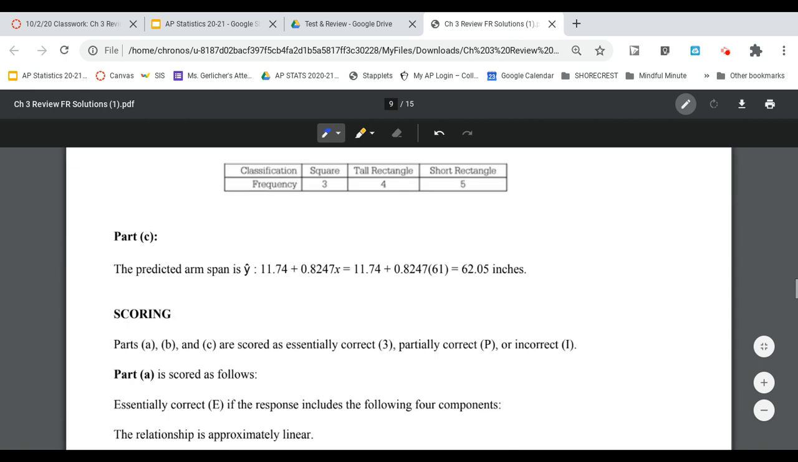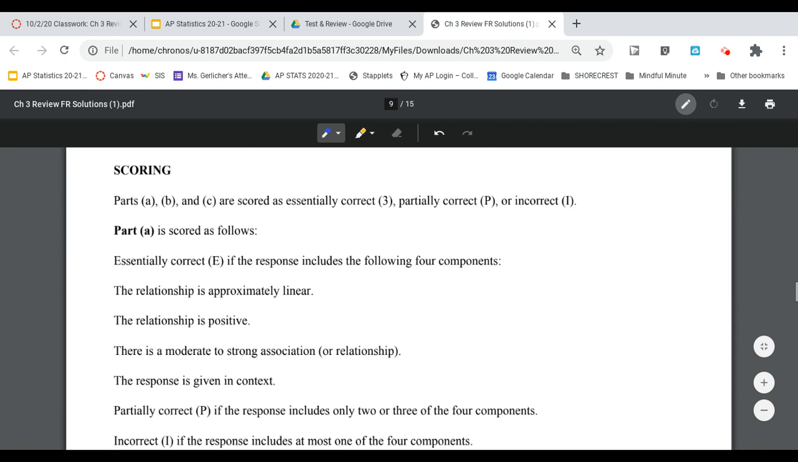Okay, so then let's go down to scoring. I'm on page 9. To get it essentially correct, they need approximately linear, positive, and moderate to strong association. They were okay with moderate, strong, or moderately strong, and you needed context. If you had all those things in your sentences, then you were good on part A. That's your DUFS.